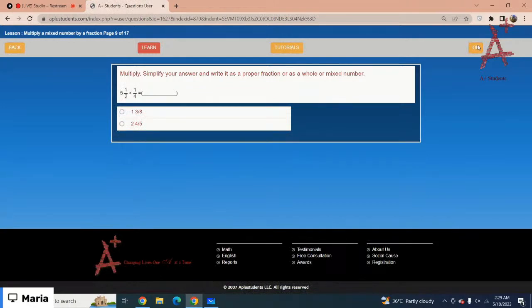Okay, 5 whole 1 over 2 times 1 over 4. 2 times 5 is 10 and 1 is 11 over 2. And you have to do 1 over 4. So 11 times 1 is 11 and 4 times 2 is 8. So it would be 1 whole 3 over 8. The correct option is 1 whole 3 over 8.